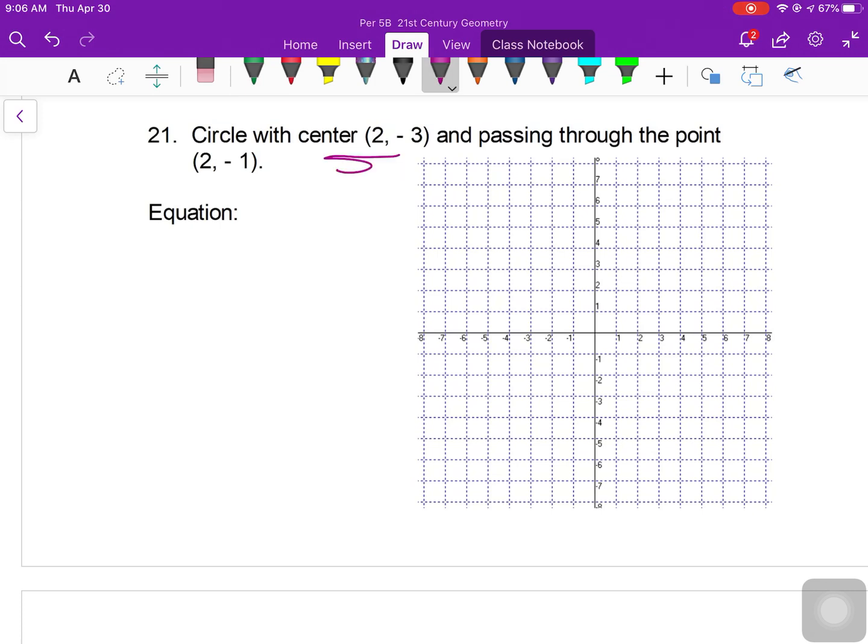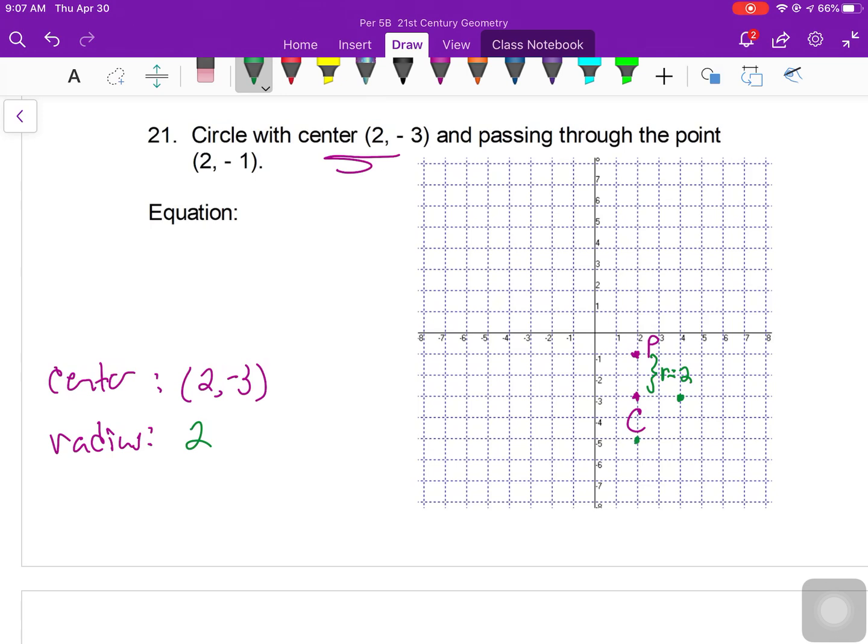Couple more. Okay. Now this one tells us the center, 2, negative 3, over 2, and down 1, 2, 3. So there's my center. And then they give us a point that's on the circle, 2, down 1. Now we have the center, but we need the radius. Now I think we can get the radius here by just counting. The radius appears to be 2. So the radius is 2.